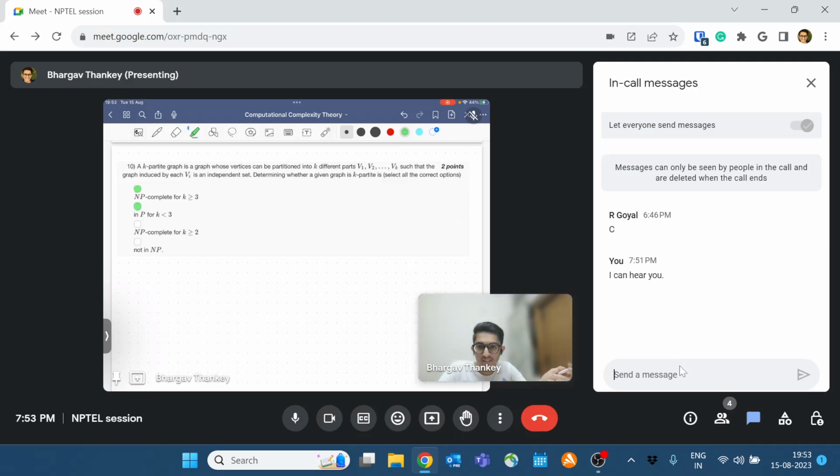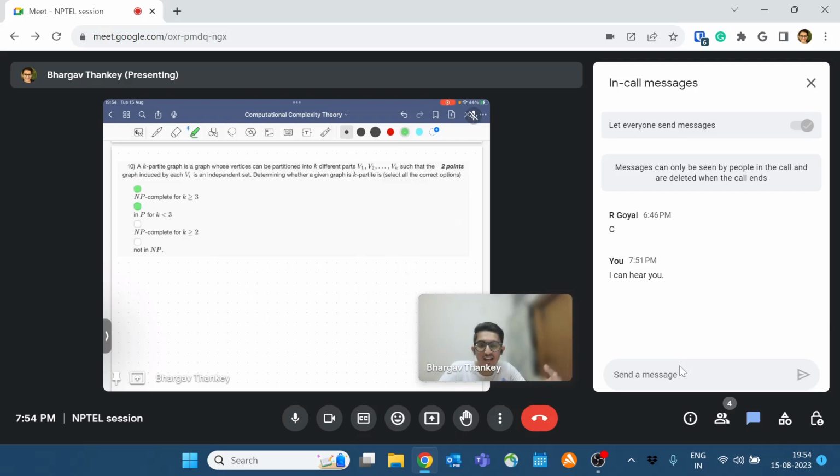Why so? So if k is 1, the graph isn't... okay, k equals 1 is simple, right? There cannot be any edge in the graph. The case when k equals 1 is simple because then the entire graph has to be an independent set, right? You have to check that there are no edges, which you can do in polynomial time.